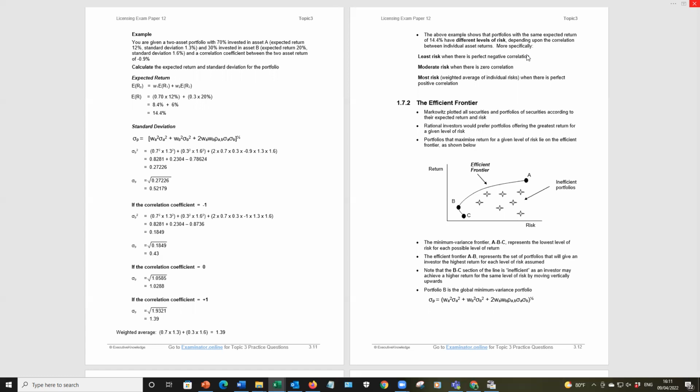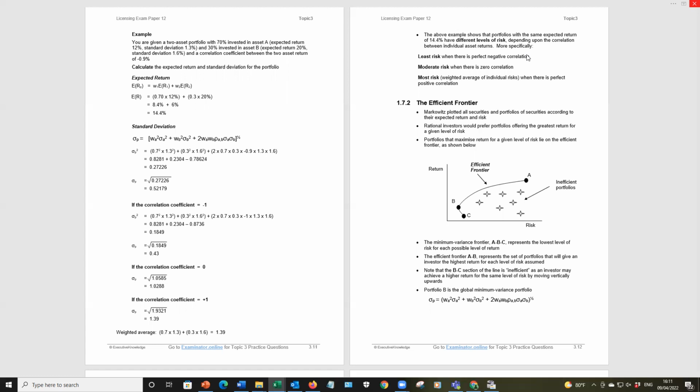Now, the expected return is straightforward. It's a weighted average. So we take the weight of the first investment, that is investment A, we take 0.7 because it's 70%, well, we take the decimal, 0.7 multiplied by 12% plus 0.3, the weighting of the second investment, multiplied by the expected return, 20%, add those up, 14.4%. That's the expected return of this two-asset portfolio.